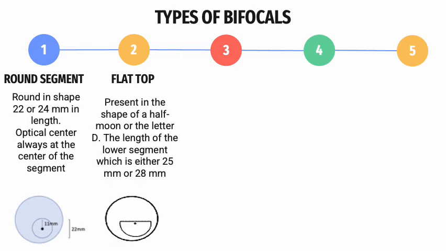This is a kind of common bifocal lens, the flat top. The lower part of the lens is in the shape of a half moon or the letter D on its side. The upper part and the lower part of the lens can be clearly distinguished from each other. The patient using such a bifocal lens has the choice of the length of the lens segment, which is either 25 mm or 28 mm.